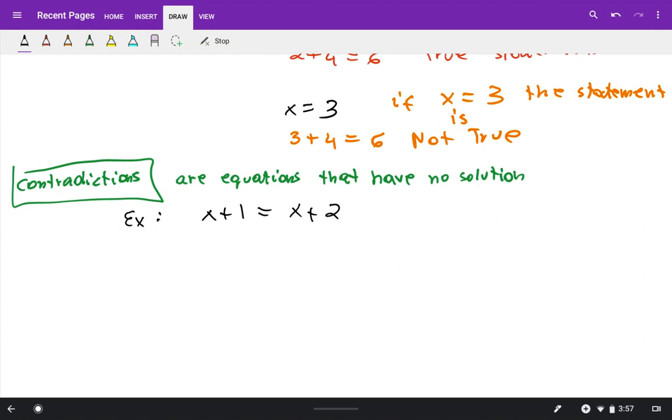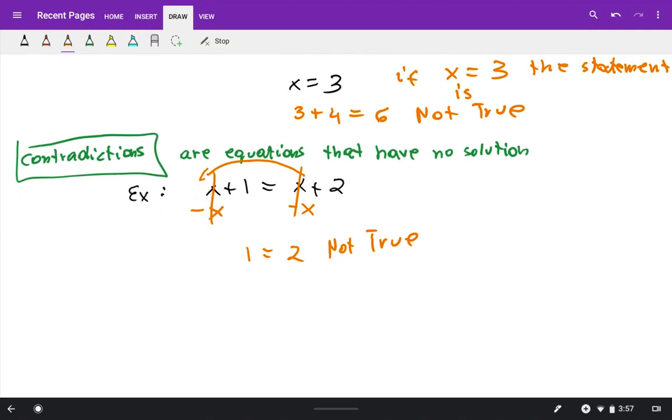This equation has no solution because, again, if I would like to bring this x to the left side, since it's positive x, I will use the opposite. I will subtract x's from both sides. This one will cancel, and I will end up with 1 equal 2, which is not true. If you're solving equations and your variables are cancelled and you end up with something which is not true, that's a contradiction. Okay, so that means this equation has no solution.